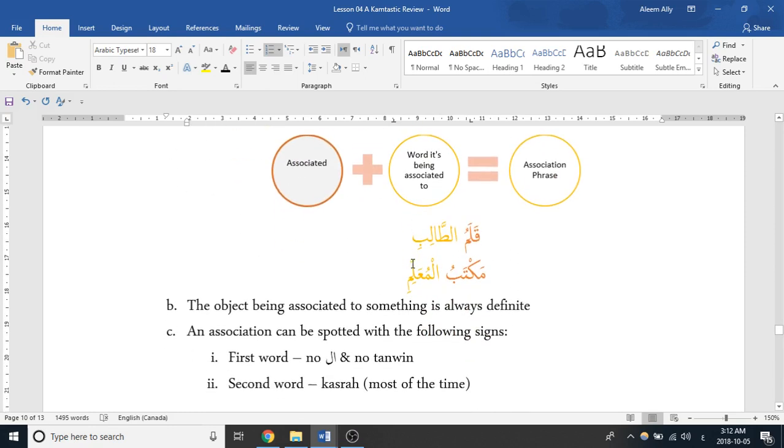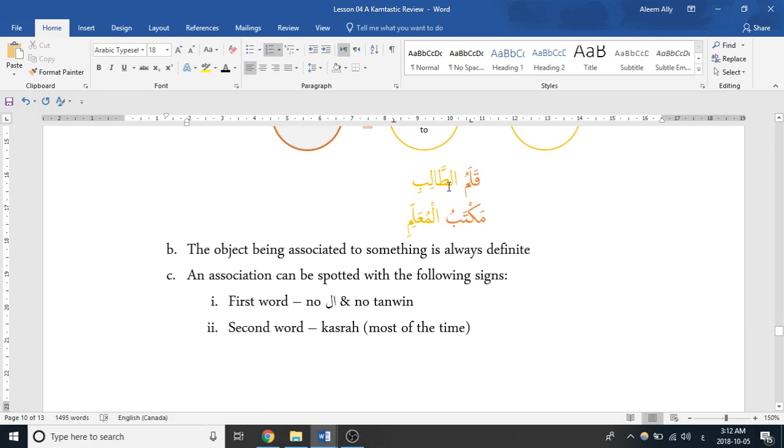So here we have a few examples. We have قلم الطالب, which means the pen of the student. What you want to look out for, a way of recognizing this, is that the word that's associated will not have alif lam, nor will it have tanween, right? So that's how we know it's being associated to the word that comes after it, right? There's some type of connection between the two. And then the second word that comes after it will have a kasra, or be in a state of jar, right? So قلم الطالب, the pen of the student.